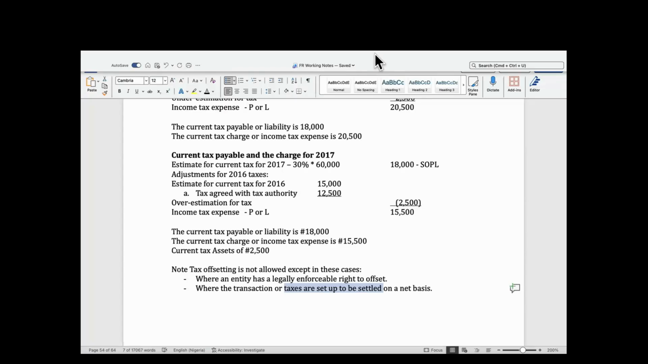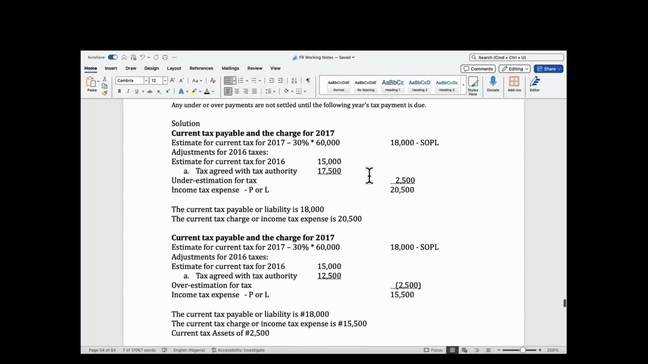When you have separate transactions, you treat them separately. When you have different transactions, where you are expecting money and you're supposed to pay money to the same person, they are different transactions. You present them separately because that's fair and that's faithful representation.